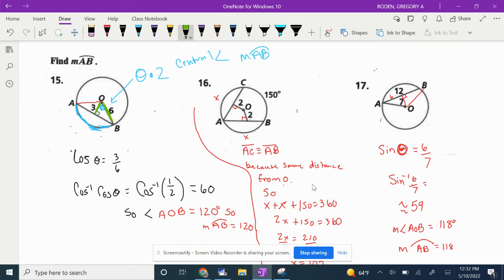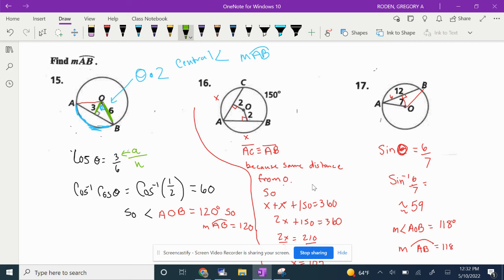That 6 is the hypotenuse on that right triangle. So I wanted to figure out what that theta was. So I used cosine, adjacent over hypotenuse, okay? And that's cosine. So cosine of theta equals 3/6.